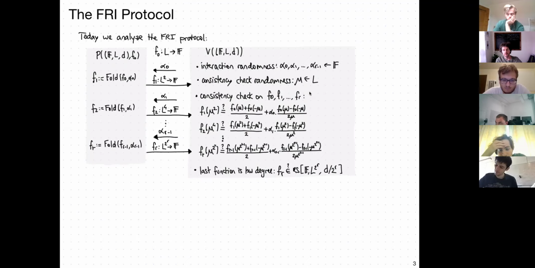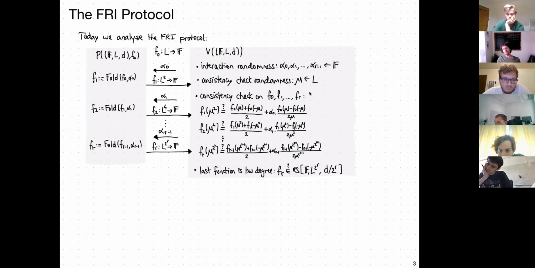So this last point, that the last function is low degree, this requires still a check, right? It's very easy for the verifier to do that check because the degree is very small, and it would amount to just looking at the truth table of this small function and figuring it out.